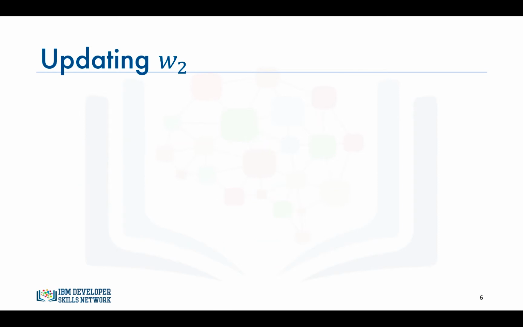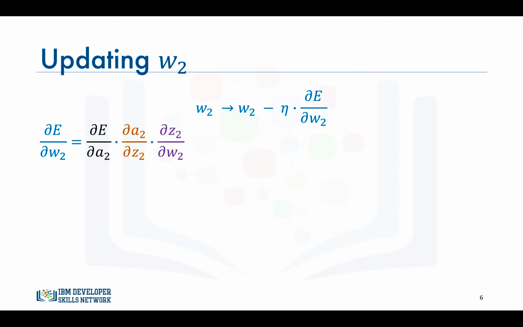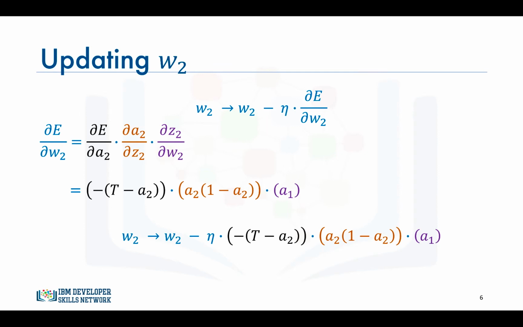Then the derivative of the error with respect to W2 would be simply the product of these individual derivatives, like so. The derivative of E with respect to A2 is minus (t minus A2). And the derivative of A2 with respect to Z2 is A2 times (1 minus A2). And the derivative of Z2 with respect to W2 is just the input A1. Therefore, W2 is updated as per the following equation.